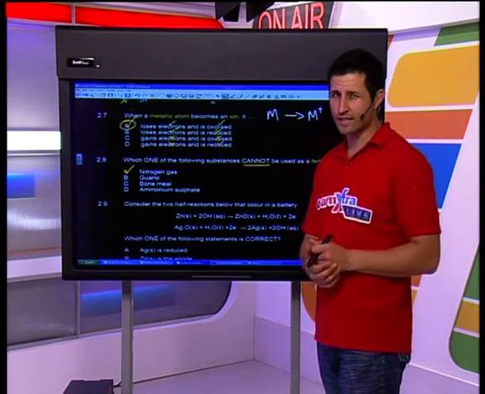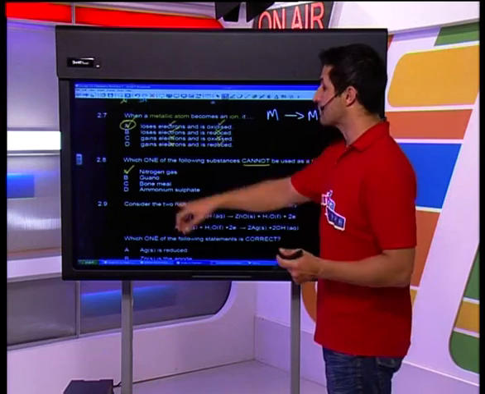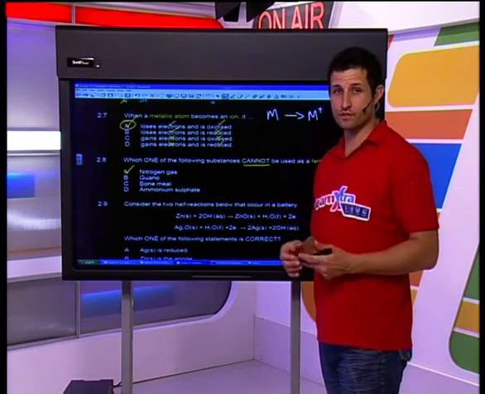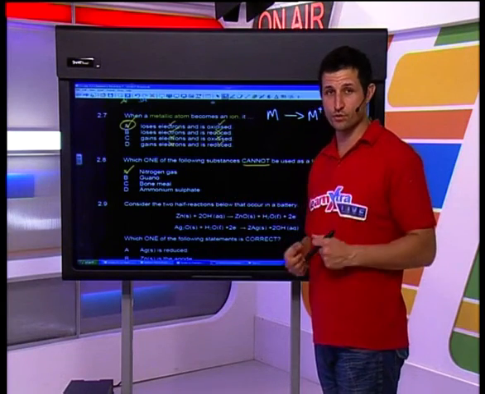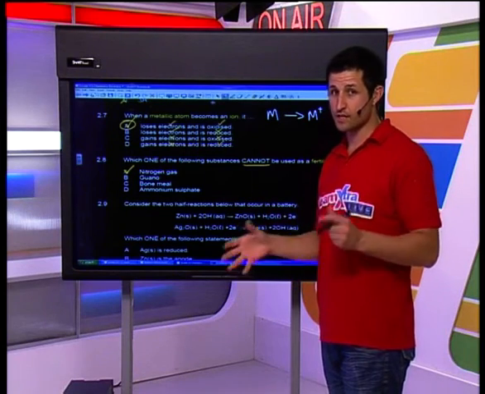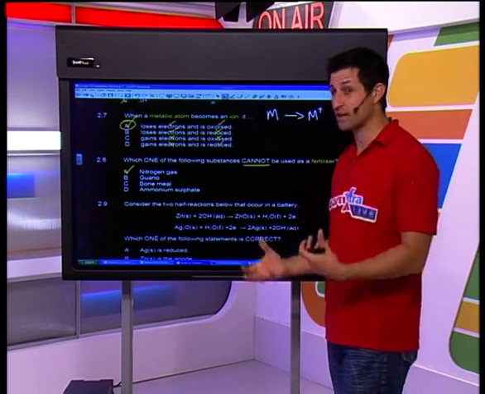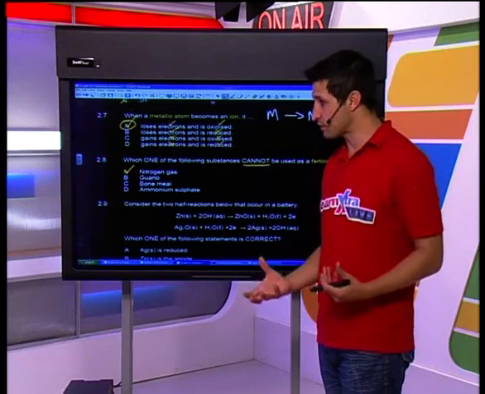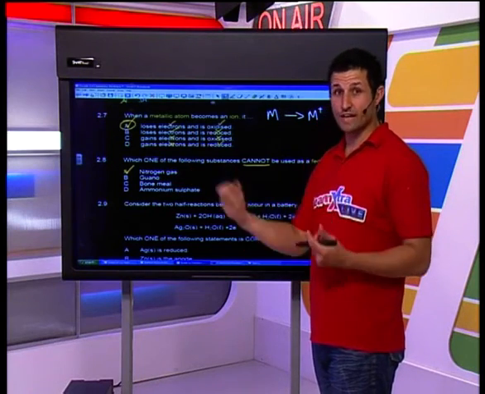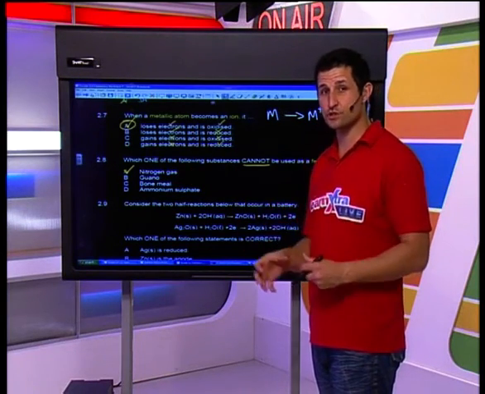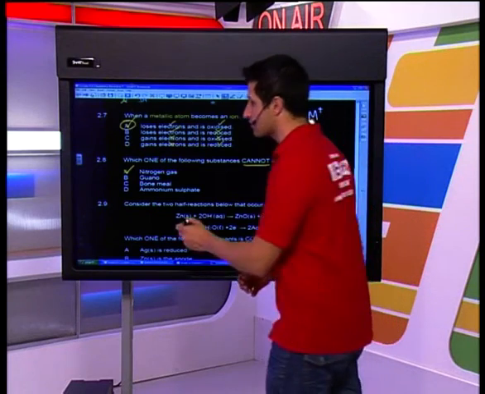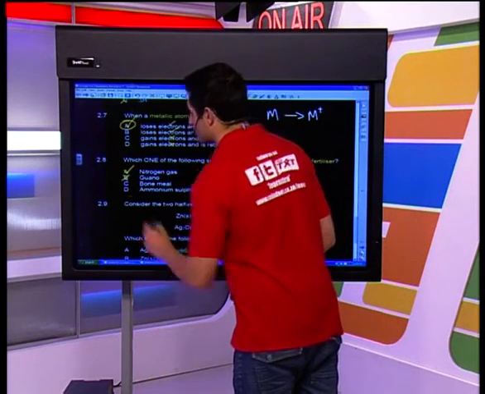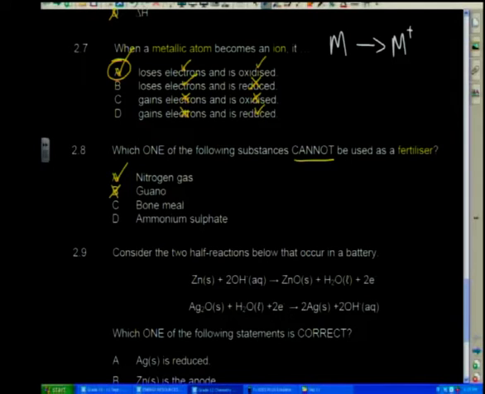Okay, guano. Now this is a bit of a weird word. Guano refers to bat droppings. Now guano used to be a very, very important source of fertilizer, especially about 100 years ago before they developed the Haber process in great quantities. The guano, or bat droppings, is very, very rich in nitrogen and potassium. So guano definitely can be used as a fertilizer. It can dissolve into the soil and feed plants.